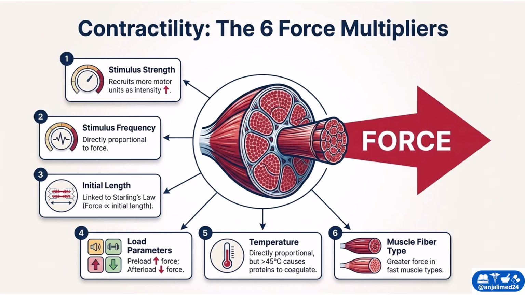Finally, muscle fiber type. Fast twitch fibers generate greater force and stronger contraction compared to slow twitch fibers. That is why sprinters rely heavily on the fast muscle fibers. So remember this: 6 force multipliers clearly: stimulus strength, stimulus frequency, initial length, load, temperature, and muscle fiber type. Together, they determine how powerfully a muscle can contract.